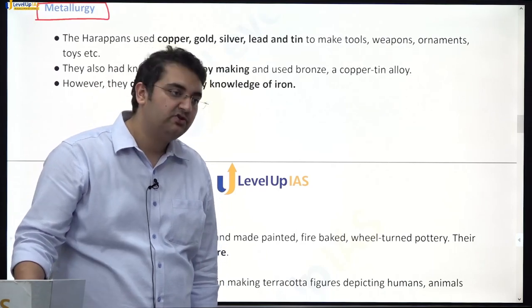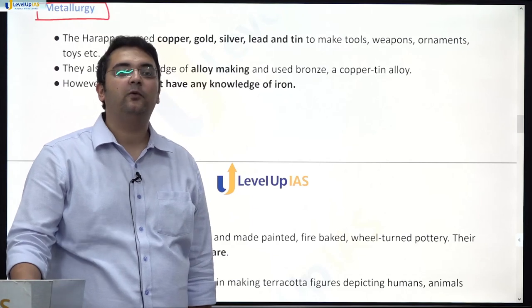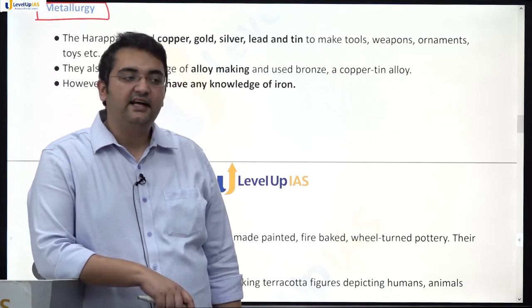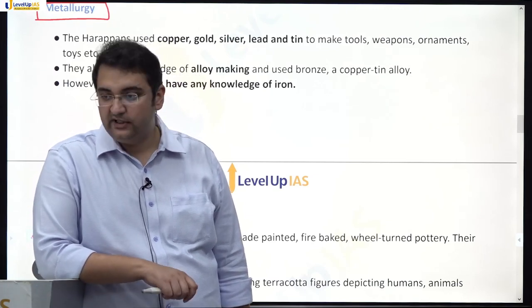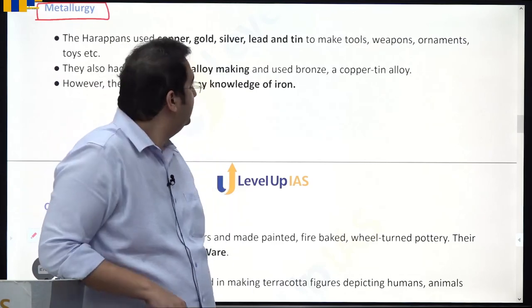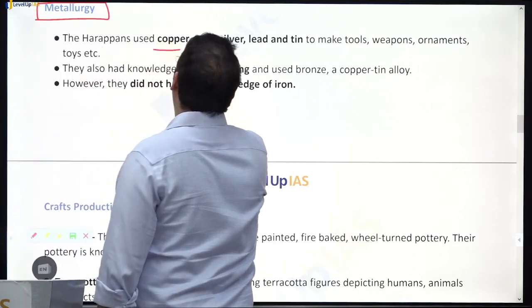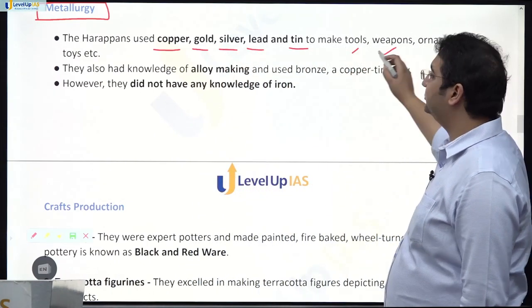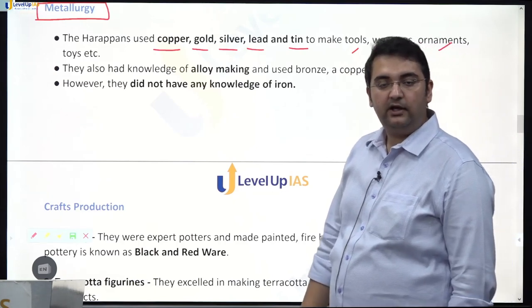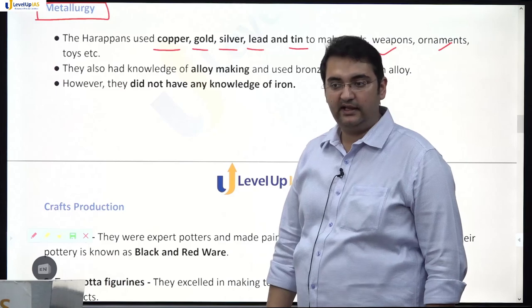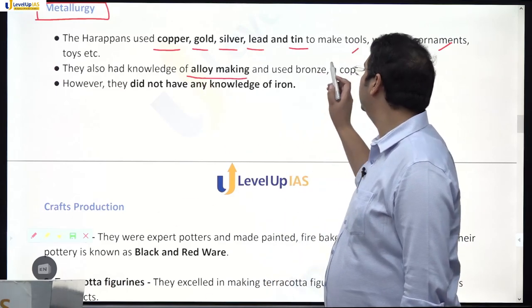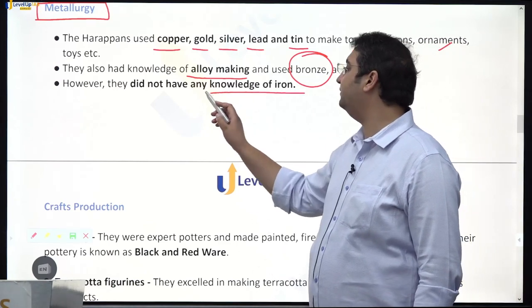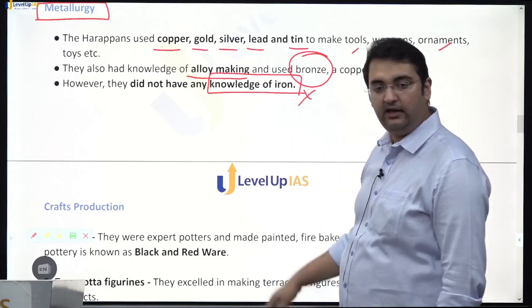Iron, in fact, emerged on the Indian subcontinent much later. When did it emerge? During the later Vedic age, okay? From 1000 BCE onwards, alright? So, Harappans used copper, gold, silver, lead and tin to make tools, weapons, ornaments, toys, etc. Were they aware of the art of alloy making? Yes. Kaun sa alloy banate the? Bronze alloy, okay? However, they did not have any knowledge of iron. तो iron के बारे में नहीं पता था.